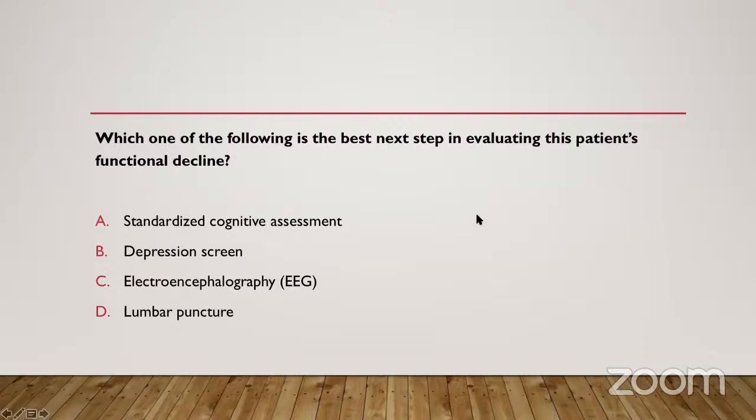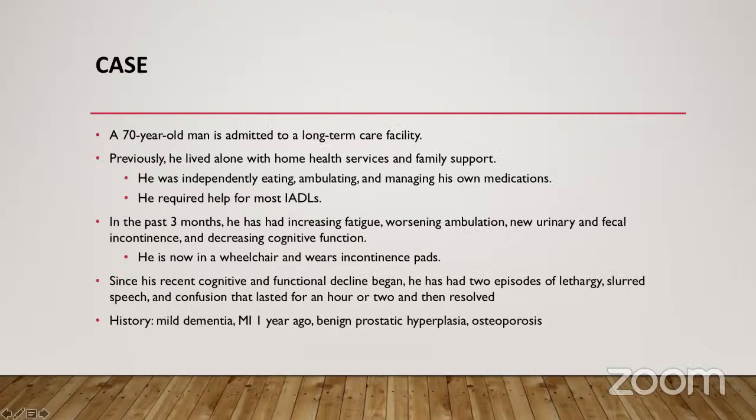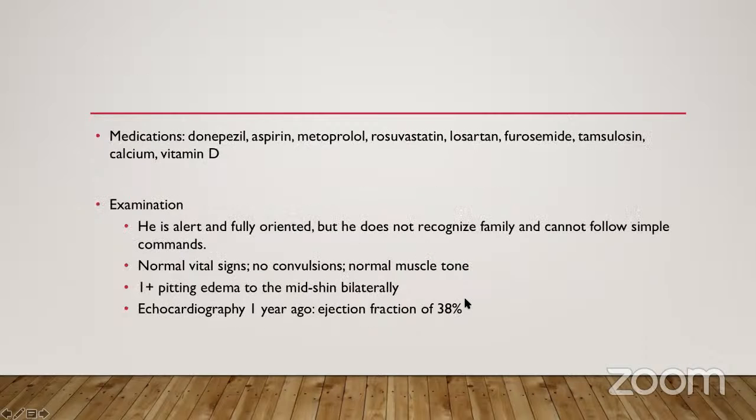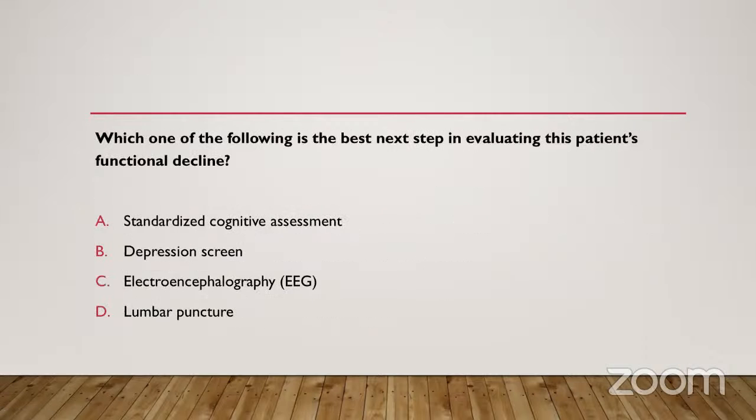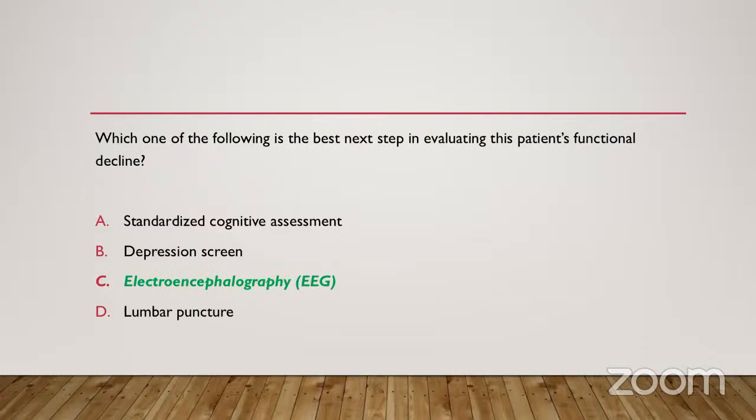Okay, actually we can go back here and read this again. Since his recent cognitive and functional decline began, he has had 2 episodes of lethargy, slurred speech, and confusion that lasted for an hour or 2 and then resolved. That means it could be seizures going on, and that's why we have to do EEG to exclude seizures. And if it's negative, then we can say it's more dementia.